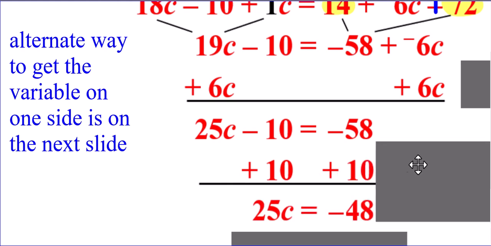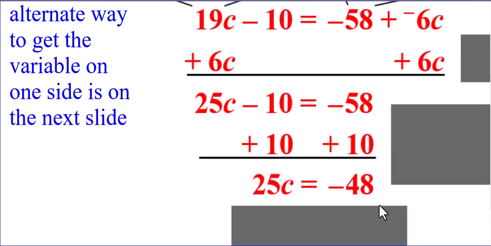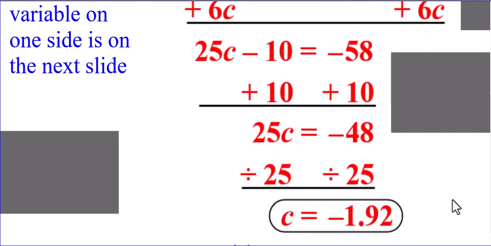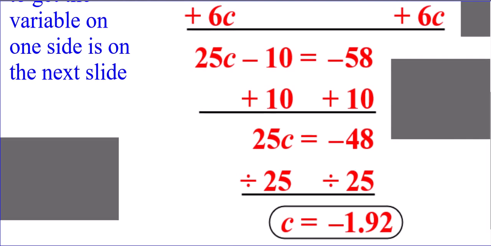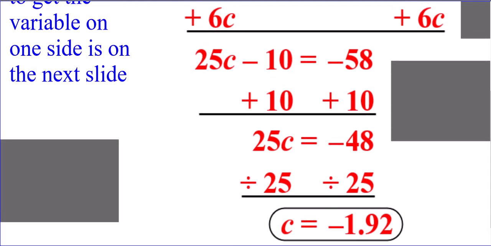Inverse of subtracting by 10 is adding by 10. That's going to give you negative 48. Inverse of multiplying by 25 is dividing by 25. And yes, you're going to get a decimal, negative 1.92. We can handle decimals, not that big of a deal.